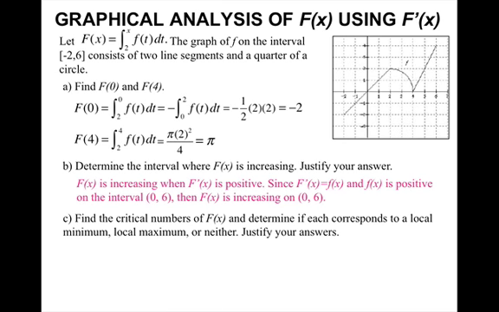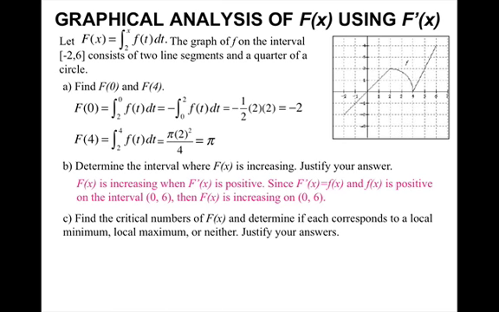Now we want to find the critical numbers of big F and determine if each corresponds to a local min, local max, or neither, and justify your answers. So keep in mind, this is the graph of your derivative. So we know that critical numbers exist where the derivative is 0. And this graph is 0 at x equals 0 and at x equals 4. Okay? Now we have to determine if each corresponds to a local min, max, or neither.